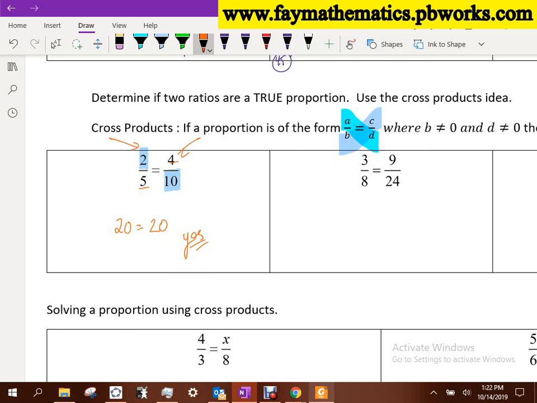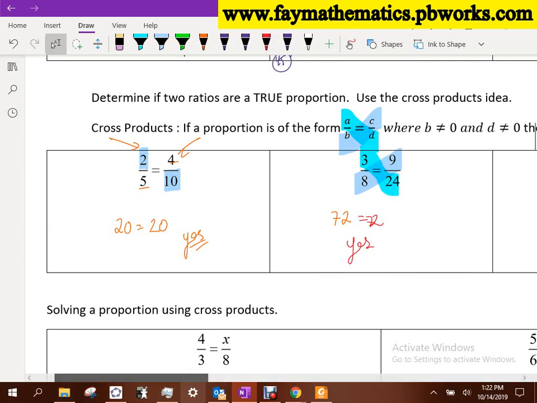Let's go here. What is that product? That's 72. So 8 times 9 is 72. And then 3 times 24 is also 72. 72 equals 72? Yes. So that is a proportion.